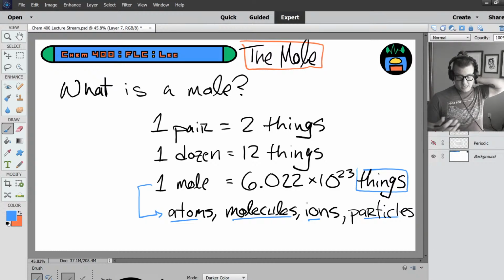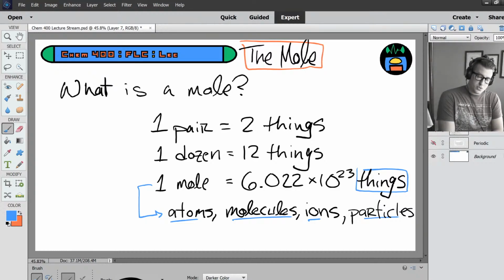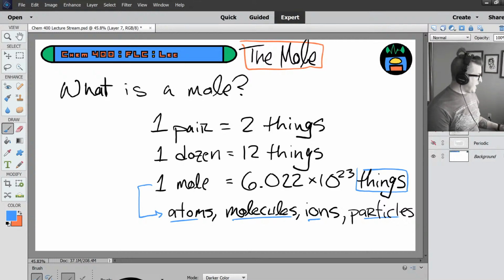So 1 mole can be 6.022 times 10 to the 23rd atoms, or ions, or electrons, or photons, or water molecules. Any type of thing like that. That's what I mean by thing. All right, so that is what a mole is.